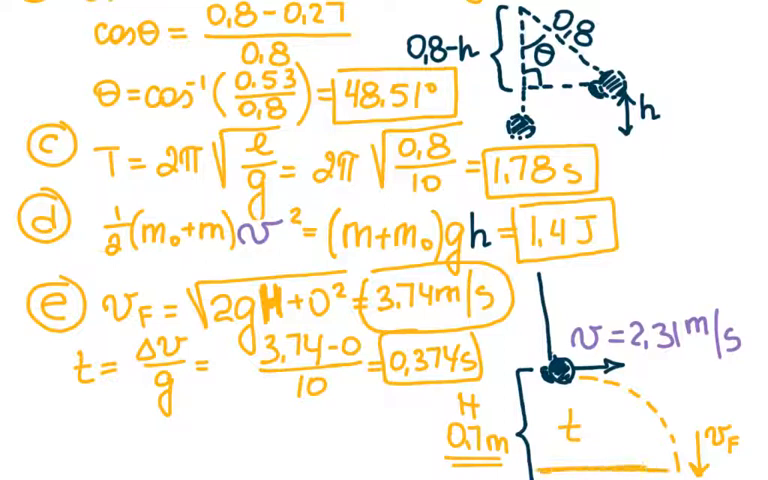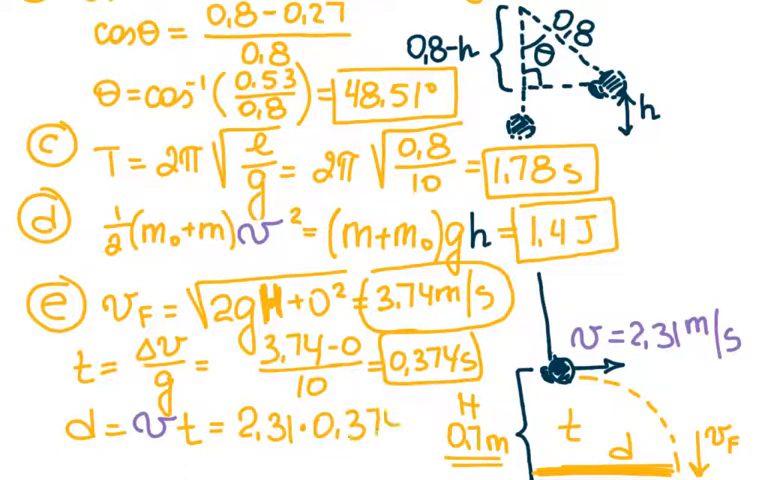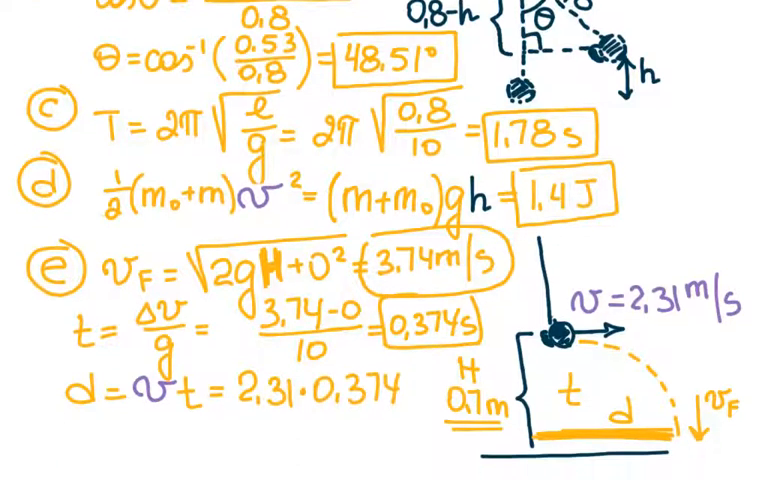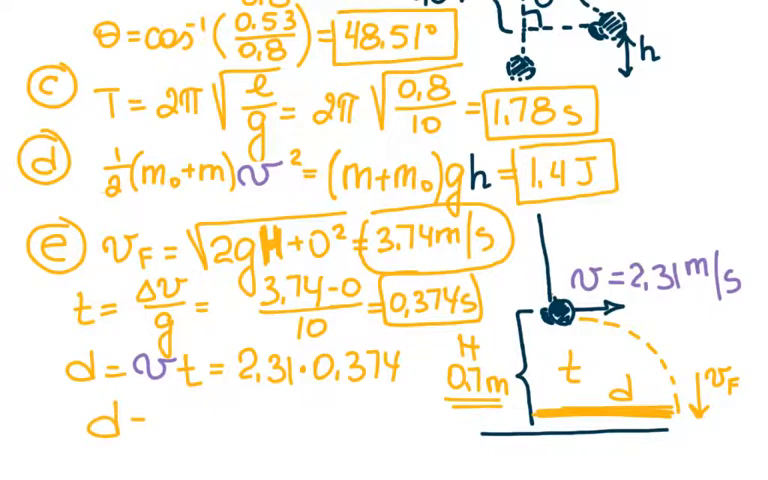And if I want to know the horizontal distance where it lands, I need the horizontal velocity, which is 2.31, times the time. So I have 2.31 times the time, which is 0.374, and I will get that the distance is equal to 0.86 meters.